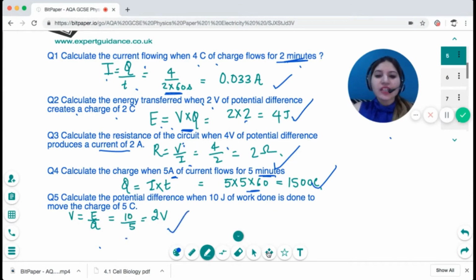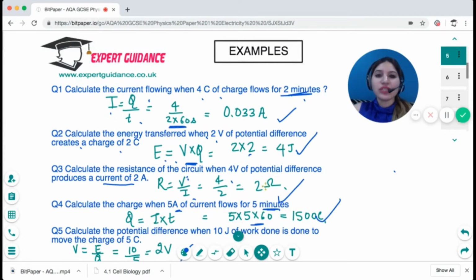Okay, so I hope how you need to use these triangles is crystal clear to you. Make sure you remember the triangles along with the units.